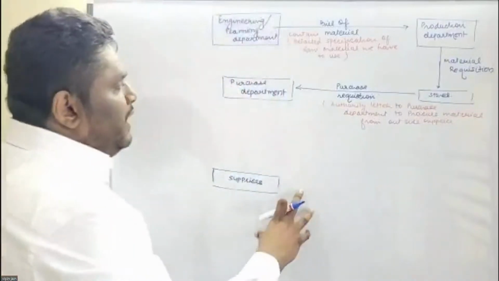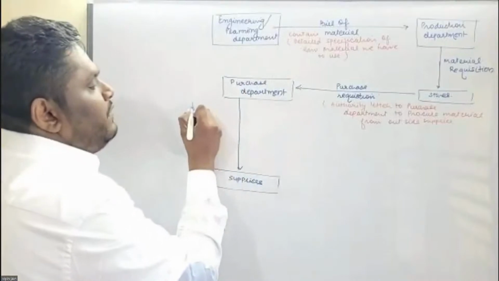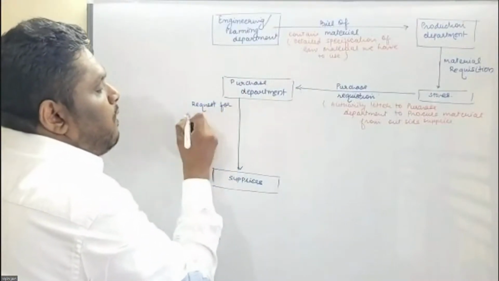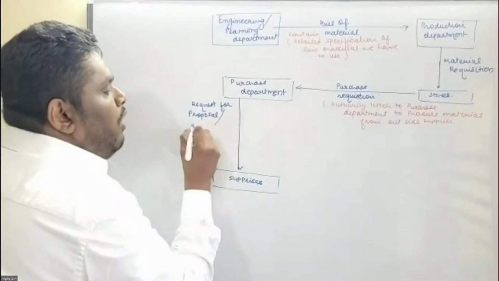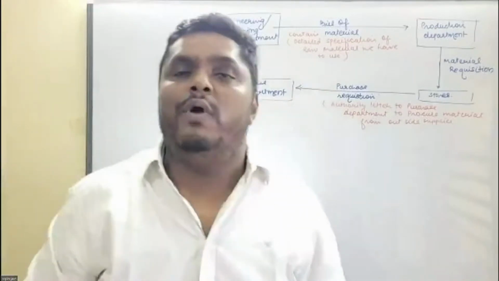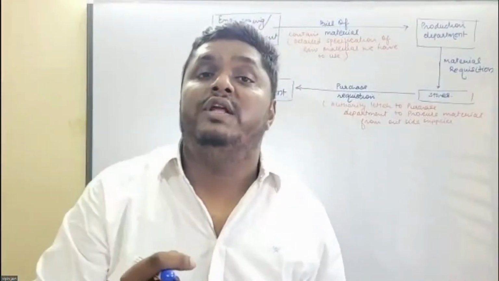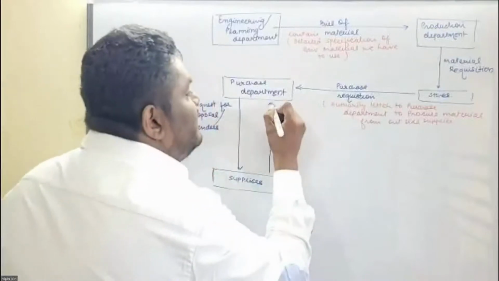So what will the purchase department do? They will issue a request for proposal or tenders. There is so and so requirement in my company, the interested supplier can submit their quotation. I repeat again, the interested supplier can submit their quotation.